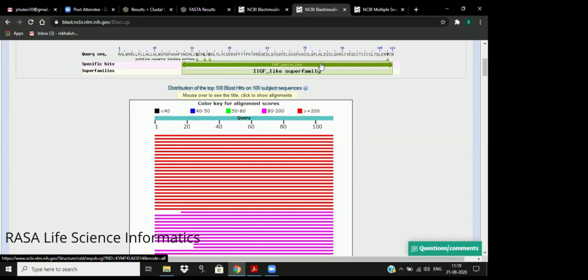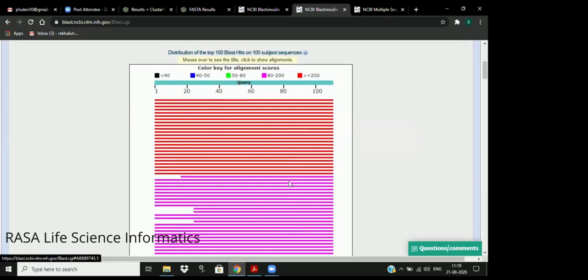Now there is a scale. You're moving your cursor wrong. Move your cursor to the bottom graph. This one. So this 1, 20, 40, 60 is what I'm talking about. Then you can see there are certain colorful blocks: black, blue, green, pink, and red. These are blocks, not lines, and these blocks are showing you the scores.